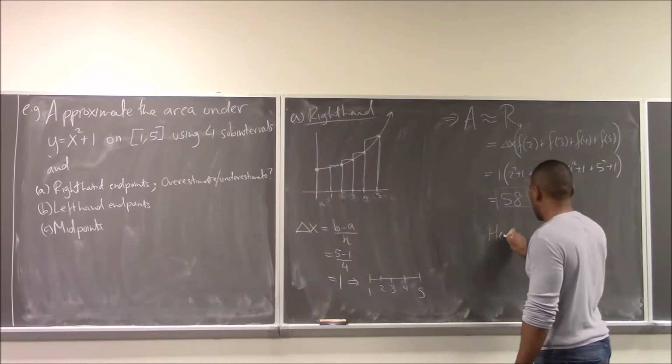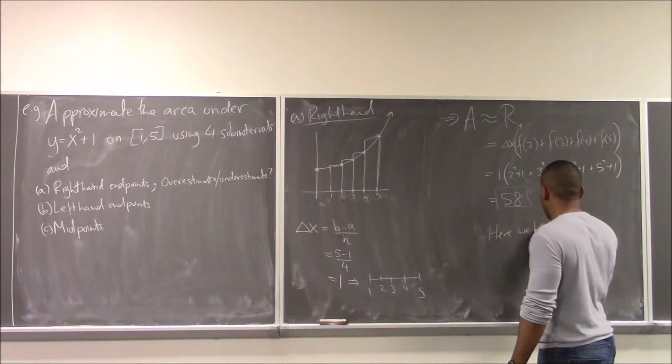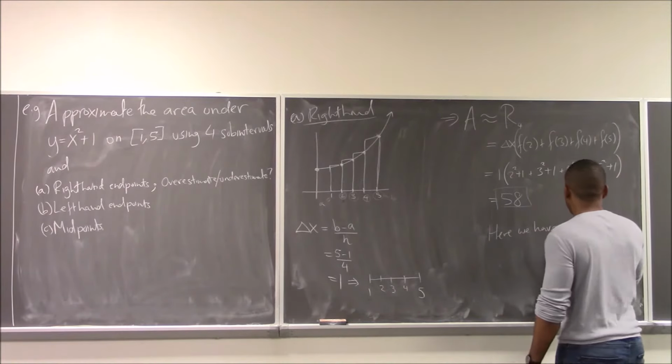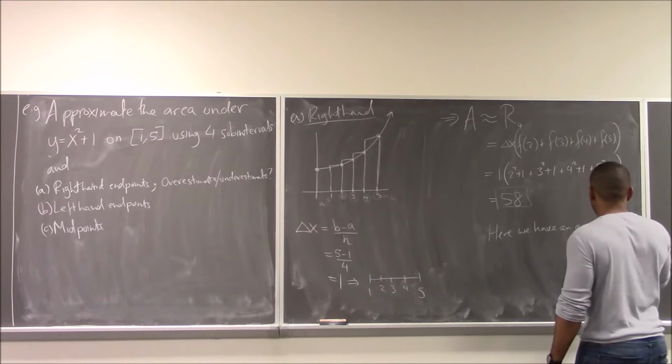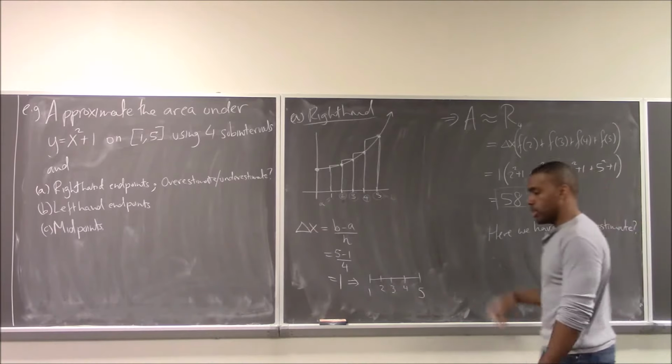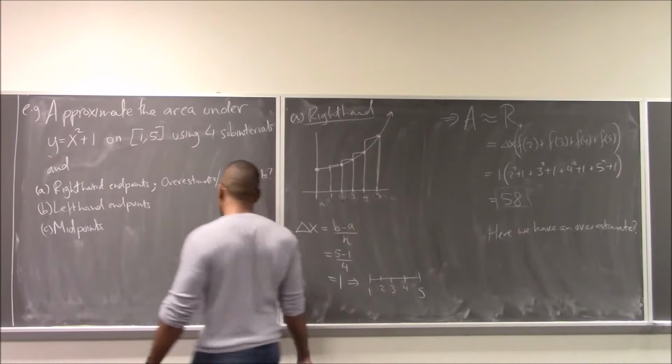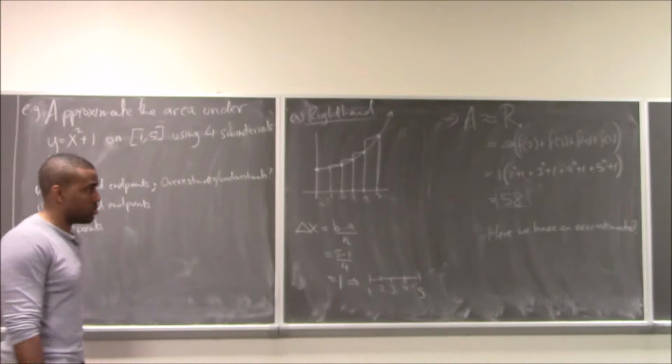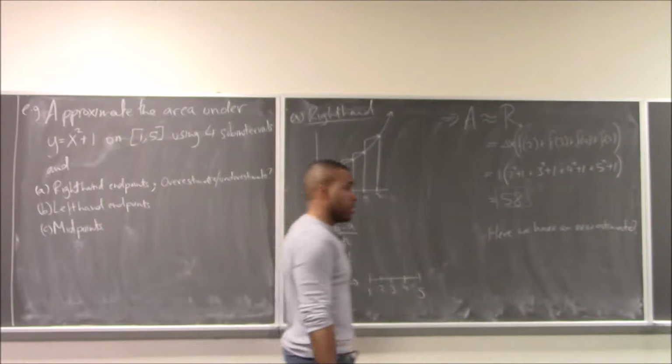And so this is the approximation. Here we have an over sum. I'll show you how to figure that out in the non-obvious case when we have an overestimate. But here clearly we have an overestimate.